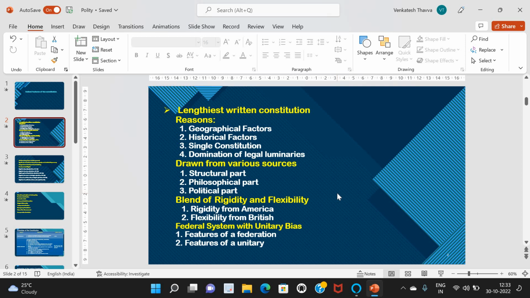Next, what are the unitary features? The unitary features are strong center, single constitution, single citizenship, flexibility of the constitution, integrated judiciary, appointment of state governor by the center, all India services, and emergency provisions. During the emergency, power may be taken over by the central government.